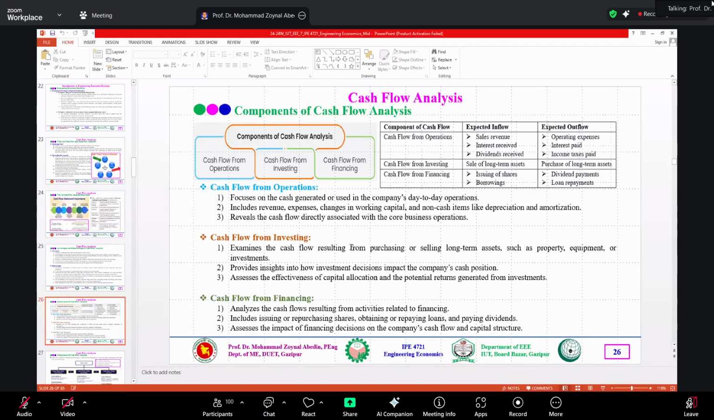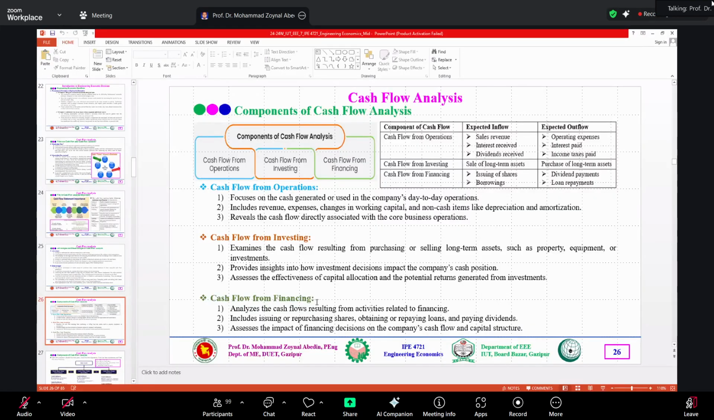And next, what are the characteristics of cash flow from investing? It examines the cash flow resulting from purchasing or selling long-term assets such as property, equipment, investments, land, houses. It provides insight into how investment decisions impact the company's cash position. It assesses the effectiveness of capital allocation and the potential return generated from investments.